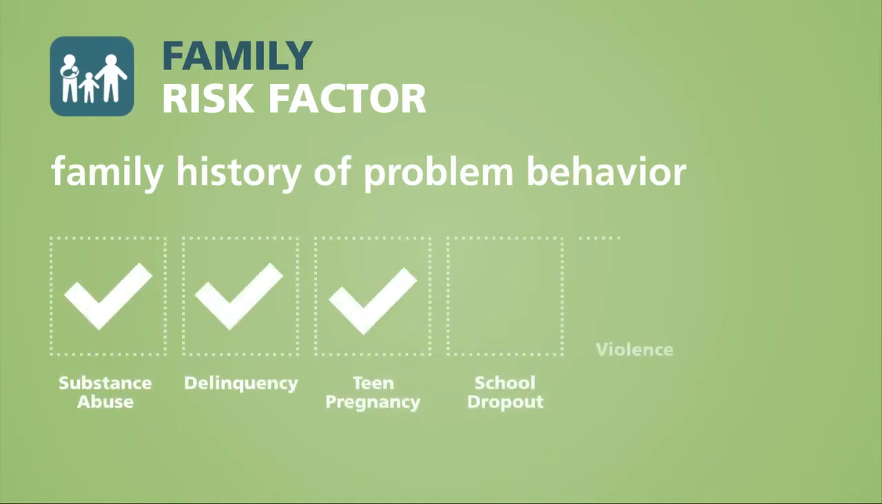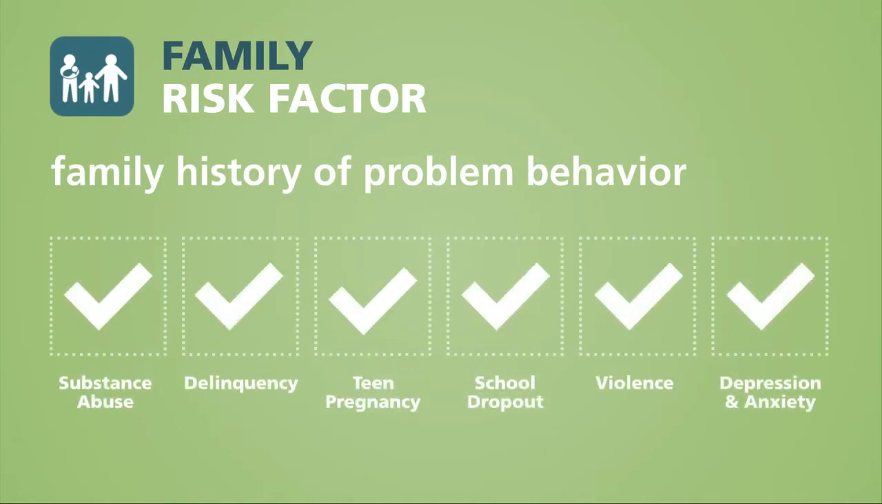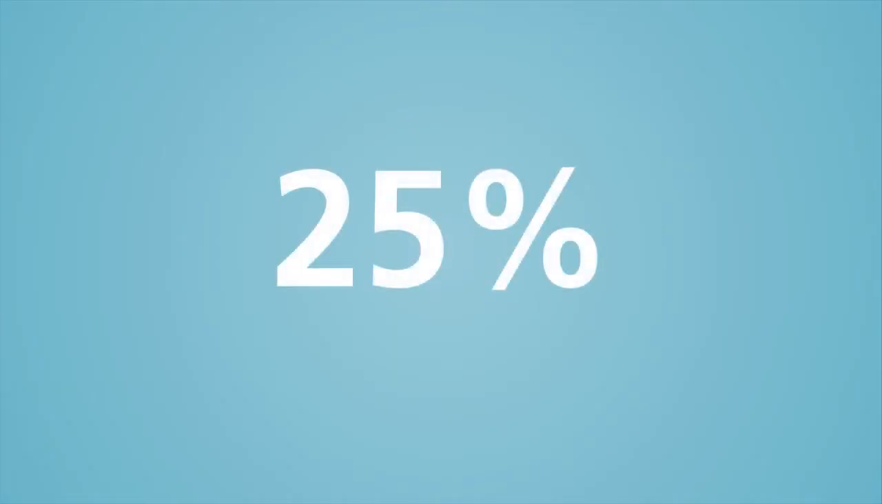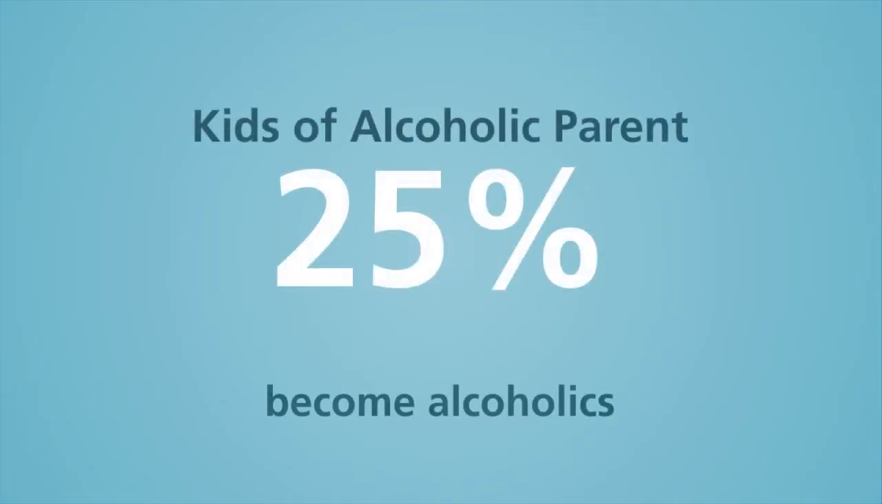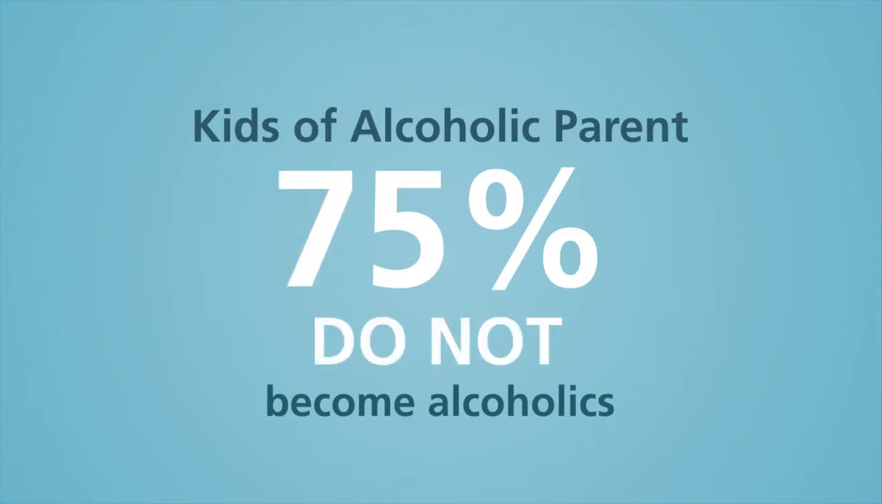We know that children of criminals are more likely to become criminals themselves. Similarly, children of people who have alcohol problems are more likely to develop alcohol problems themselves. But remember, none of these risk factors condemns a young person to develop problem behaviors. About 25% of the children of alcoholics will become alcoholic themselves, but that means 75% of the children of alcoholics won't develop problems with alcohol.